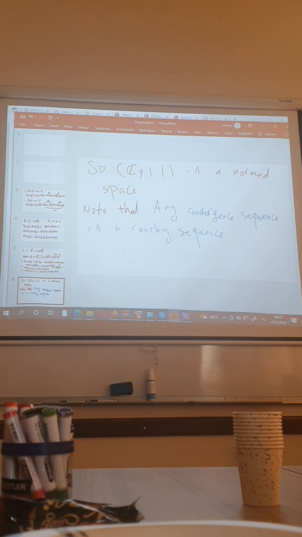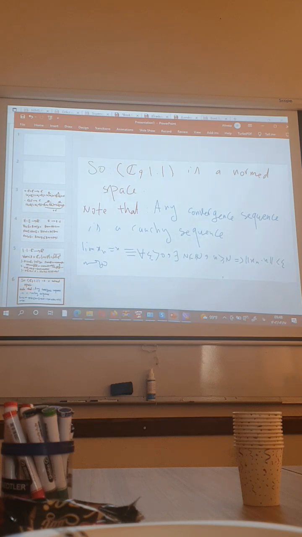And its proof is very easy because if the limit of xn equals x, for example, then by our definition, for any epsilon we have a natural number N such that if n is greater than or equal to N, then the norm of xn minus x is less than epsilon.